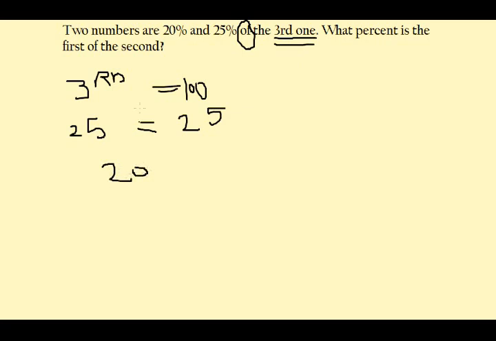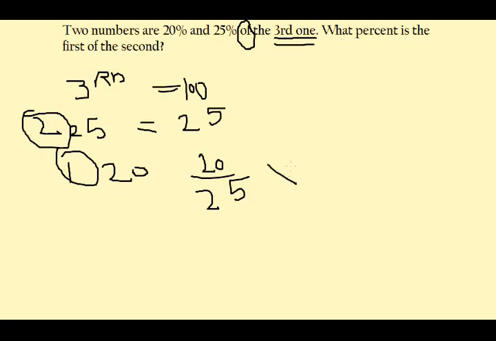So what percent is the first of the second? First is this one and this is the second one. We are asked what percent the first is of the second. So it goes like this: 20, the first number, upon the second number, into 100. This would be 1 upon 4, and our answer is 80%.